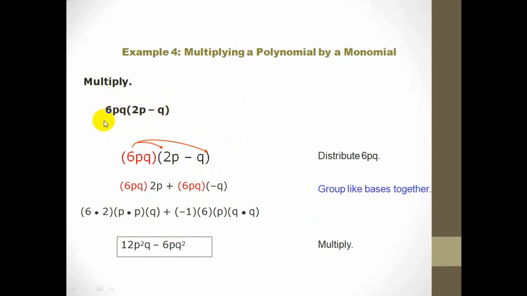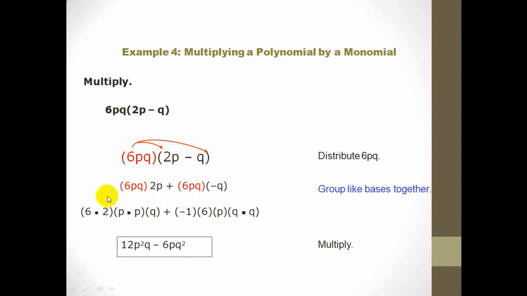Similarly, this monomial is multiplied with this polynomial: distribute 6p cube over 2p and q. Distribute this 6p cube over 2p and over q. So 6p cube multiplied by 2p, plus 6p cube multiplied by minus q.